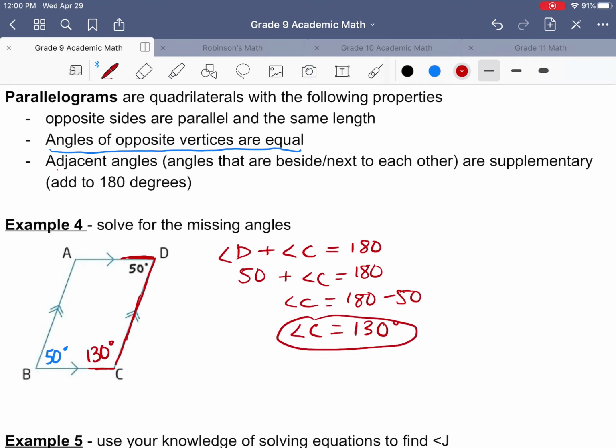Now, going back to our opposite angles, the opposite vertices are the same angle, so angle A is also going to be 130 degrees. So we have found angle C, and we've also found angle A, and we've found angle B.